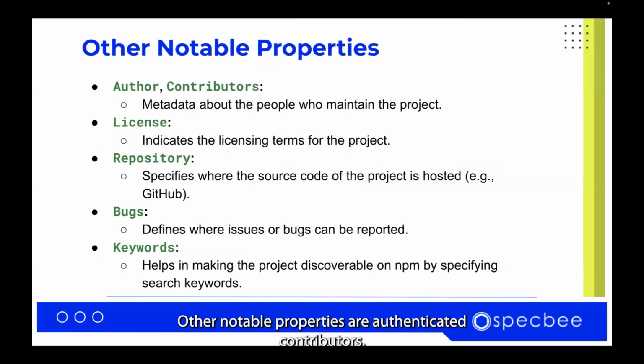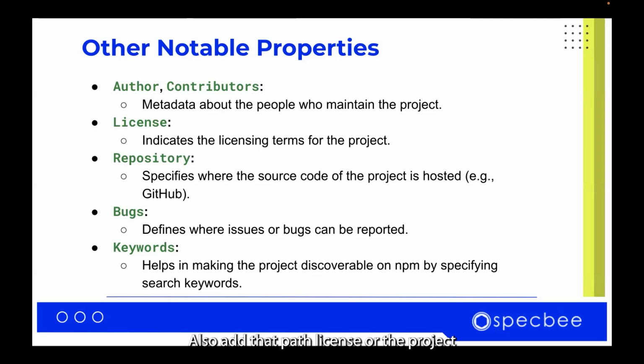Other notable properties are author and contributors. Authors and contributors are the people who are adding metadata about the people who maintain the projects. They are some of the persons who are creating the package.json file on the installation of the project. So they will add their details. So whenever another person is working on any project, if they face any issues related to the project, they can directly contact that person. We can add something like name, email address. We can add it in the author, or a contributor can also add that part.